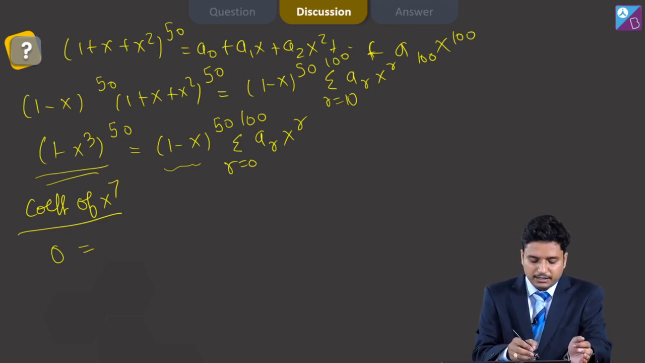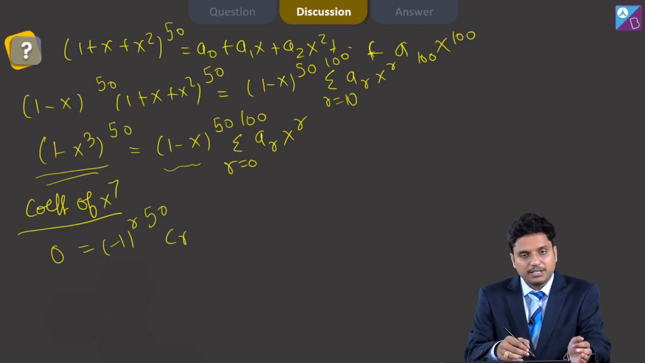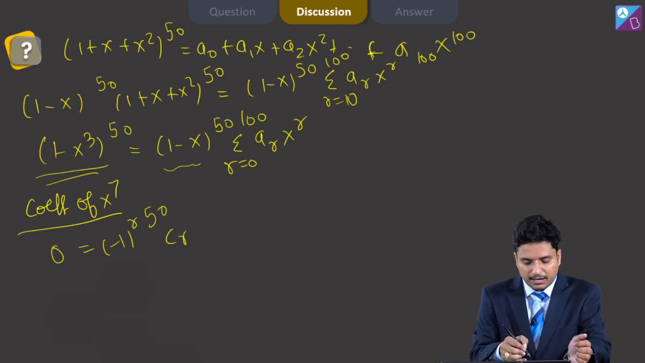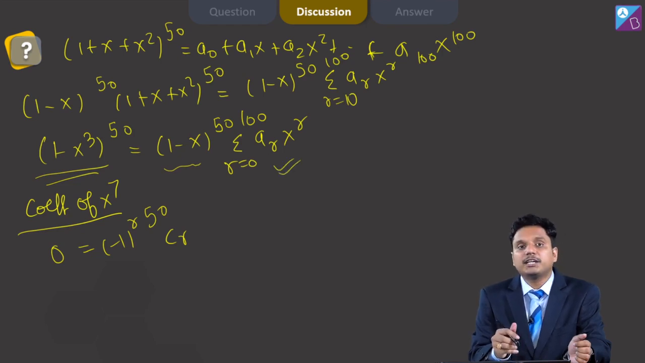This will create a case like (-1) raised to power r 50Cr. Suppose we are getting here 50C2 (-1) raised to power 2 as x square's coefficient. Then from this side we have to try and find out coefficient of x raised to power 5, so that the multiplication is of x raised to power 7. Like here I got 50Cr, that is coefficient of x raised to power r. So from here we have to target the coefficient of x raised to power 7 minus r in order to get that x raised to power 7 term.